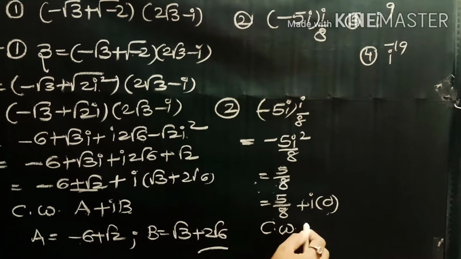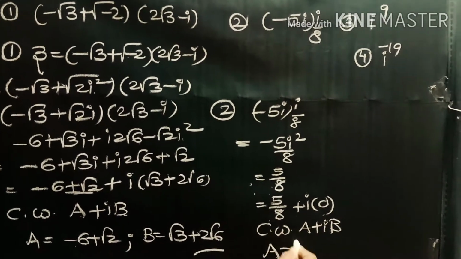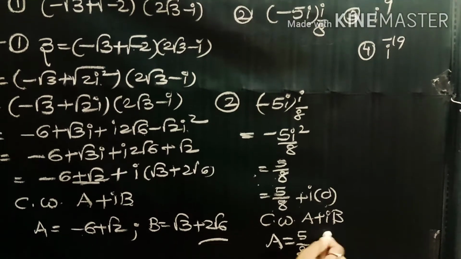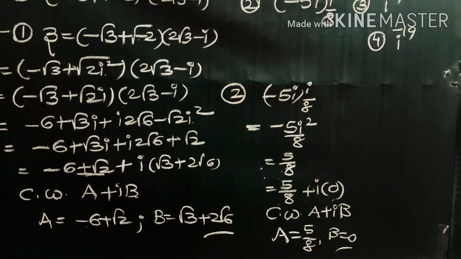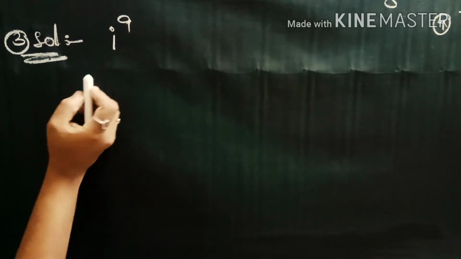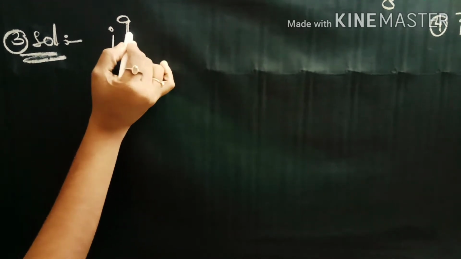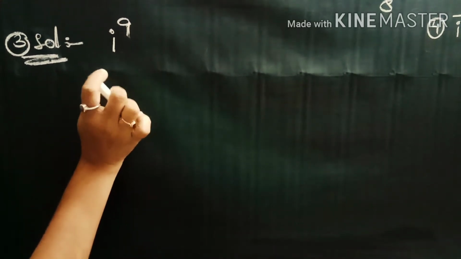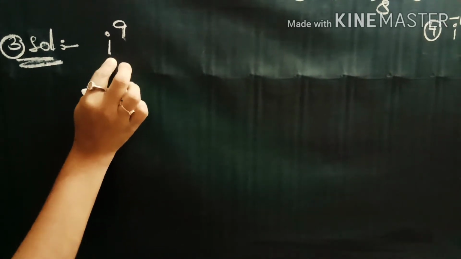Now we compare this number with the complex number a plus ib. Then what are the values of a, b? a is equal to 5 by 8 and the value of b is equal to 0. Now third sum, solution: i power 9. Now we have to convert this term in the form a plus ib. See, already we know the value of i square only. Using that value of i square, we have to convert this term.